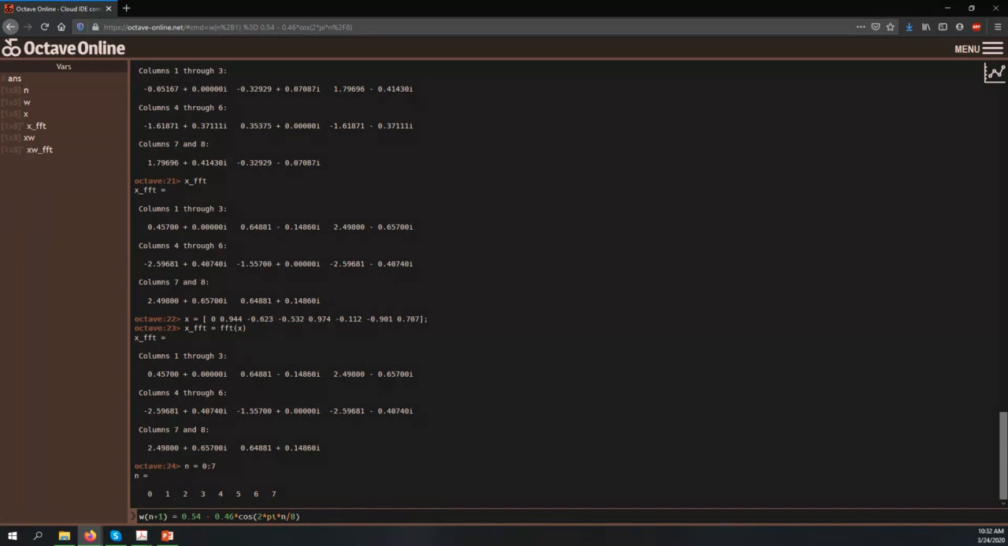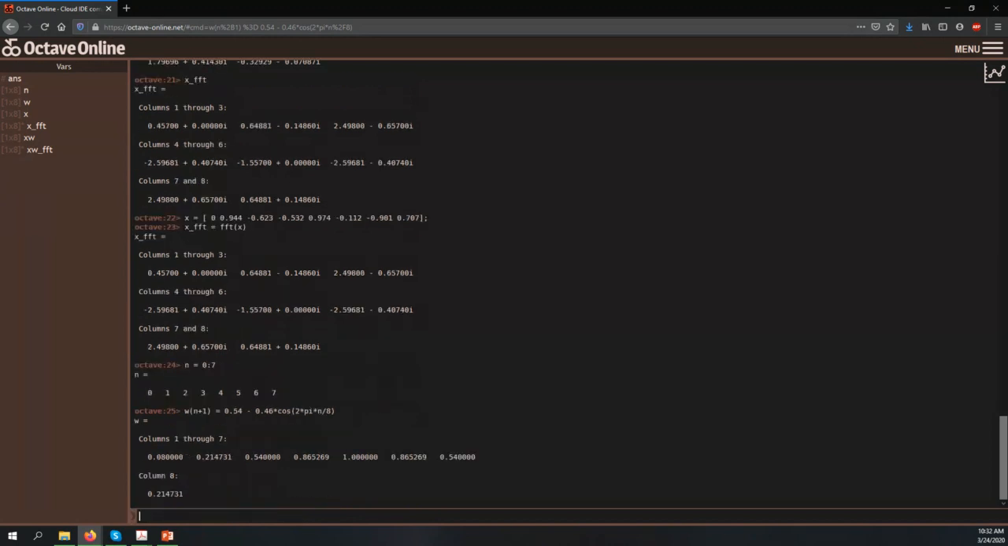Because we're using Octave or MATLAB, we can't start at the 0 value for our indexes, so we need to make sure that this index always starts at 1. So that's why we have W of n plus 1 here. Once this is set up, we'll get all our W values here.